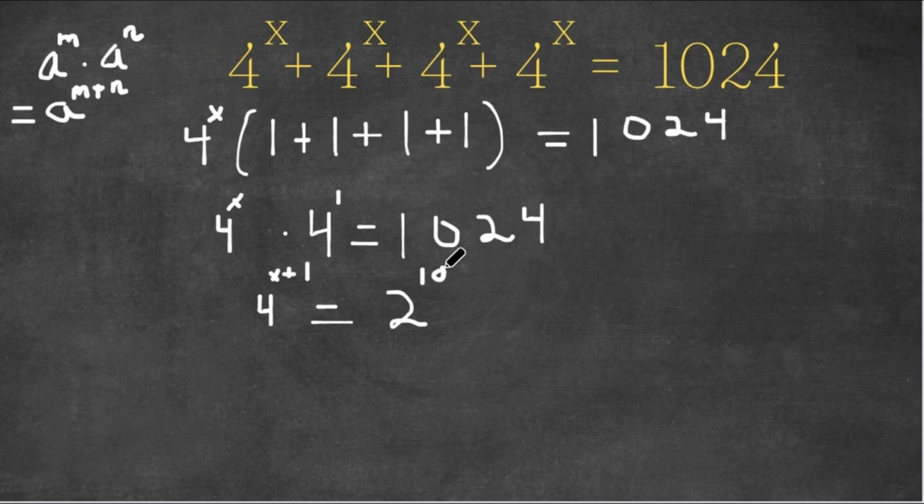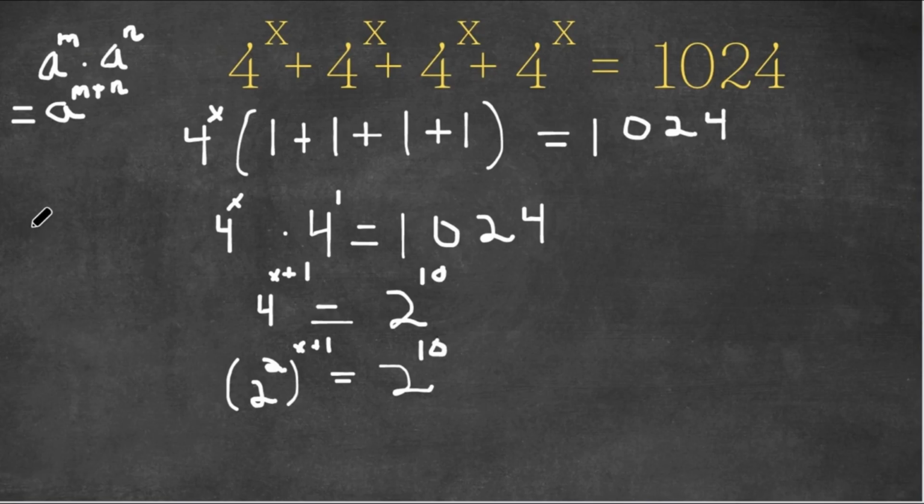So now I'm going to change one of these bases so that they're the same as the other one. Because if we have two same bases, then we could just set the exponents equal to each other and solve. So I'm going to convert 4 to 2. And 4 is actually equal to 2 squared, right? So I'm going to replace 4 here with 2 squared, and this is to the power of x plus 1. This is equal to 2 to the power of 10.